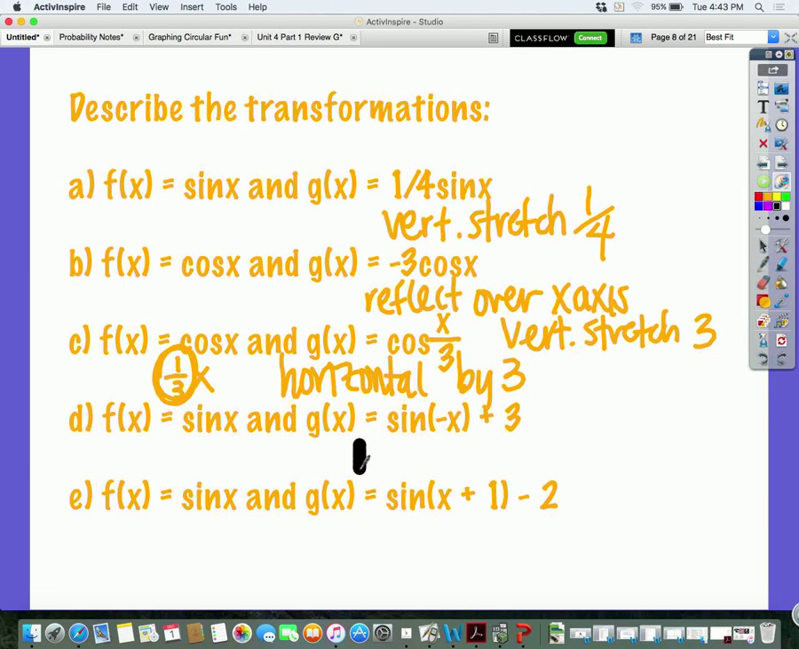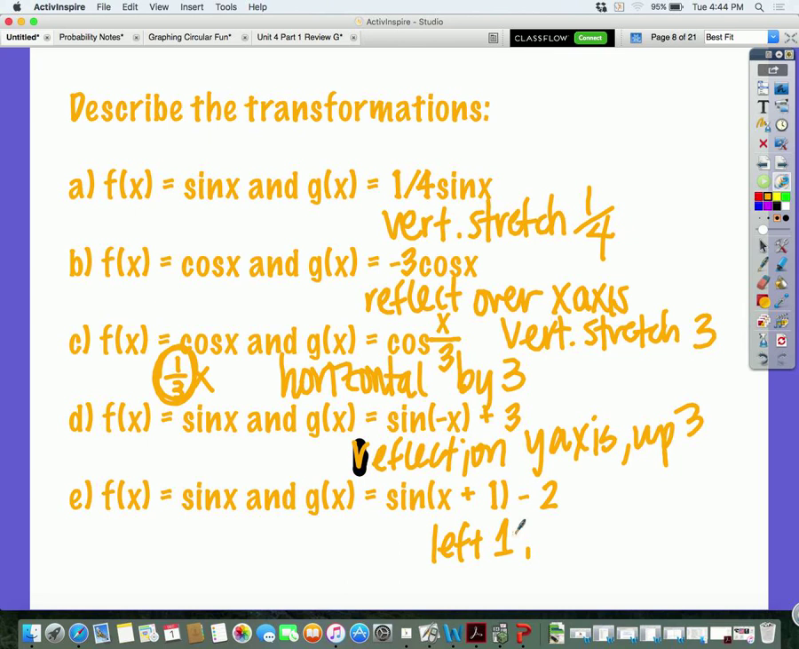Over here we have a reflection. When we made the x's negative, it's a reflection over the y-axis. Okay, and then that positive 3 means it moves up 3. Lastly, when it's on the inside, it's the opposite, so we're going to move to the left 1. And then this minus 2 means we'll move down 2.